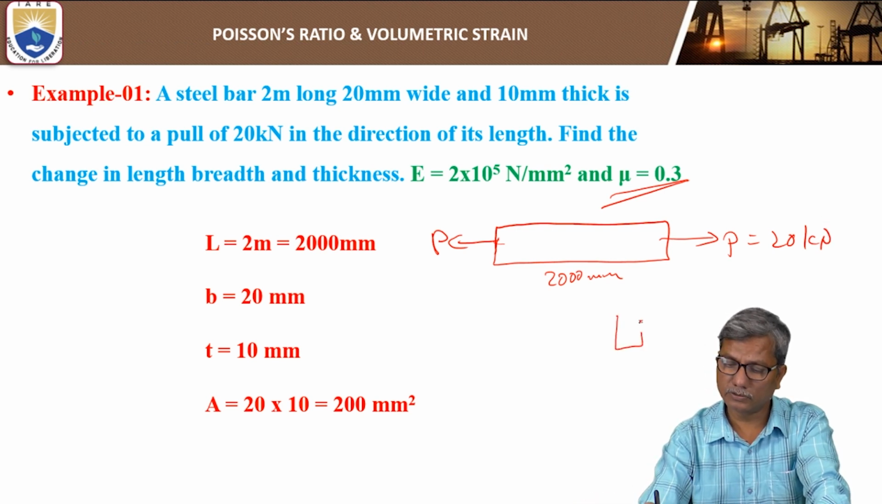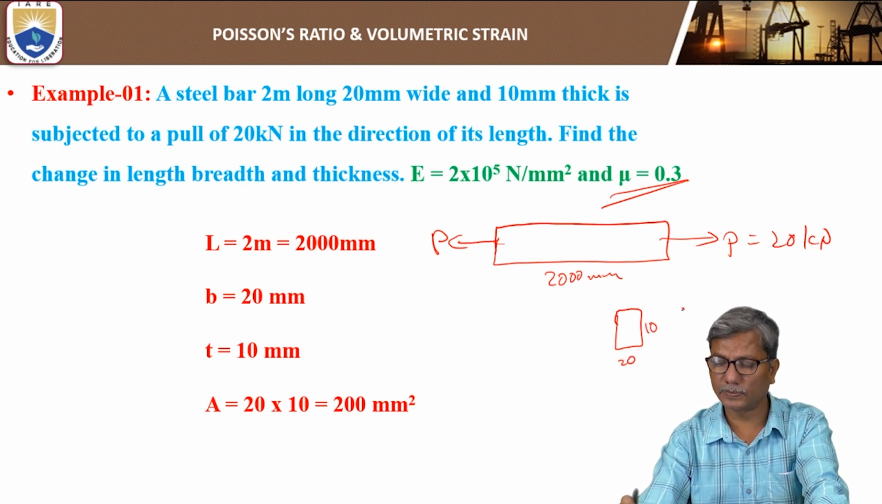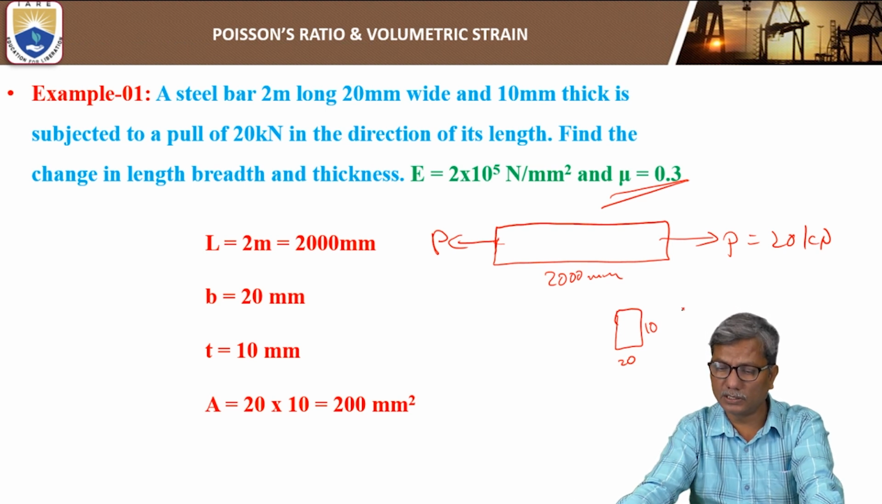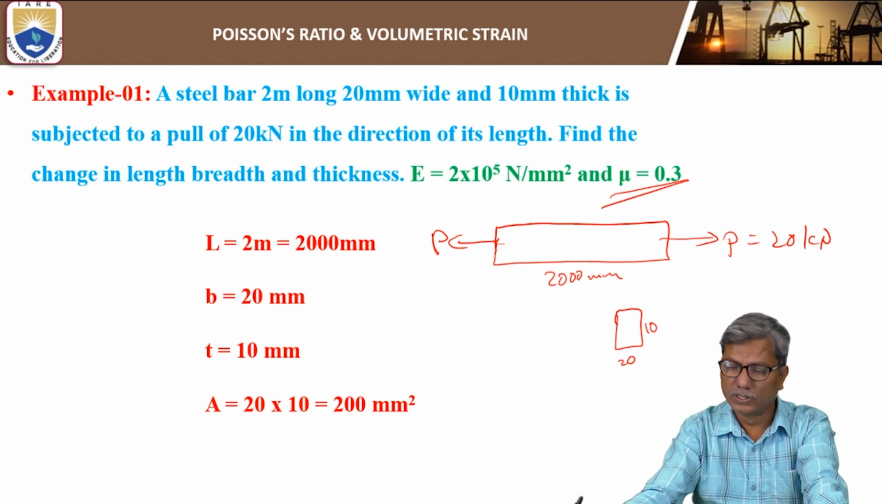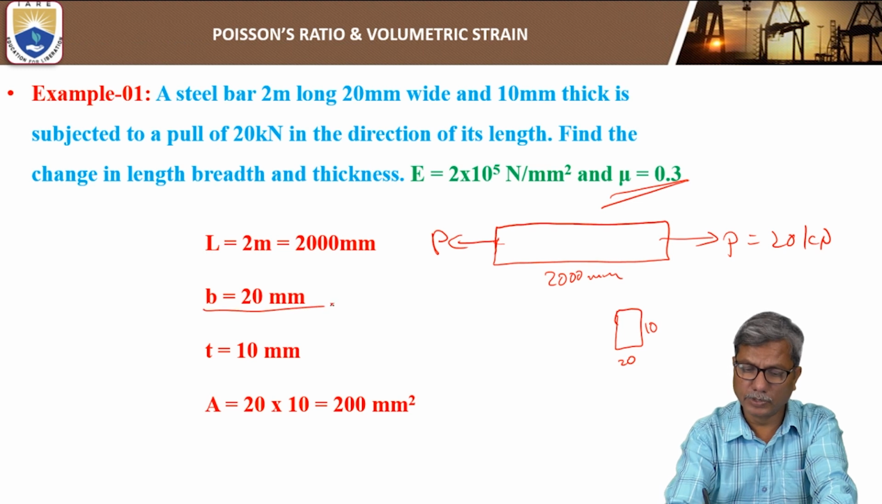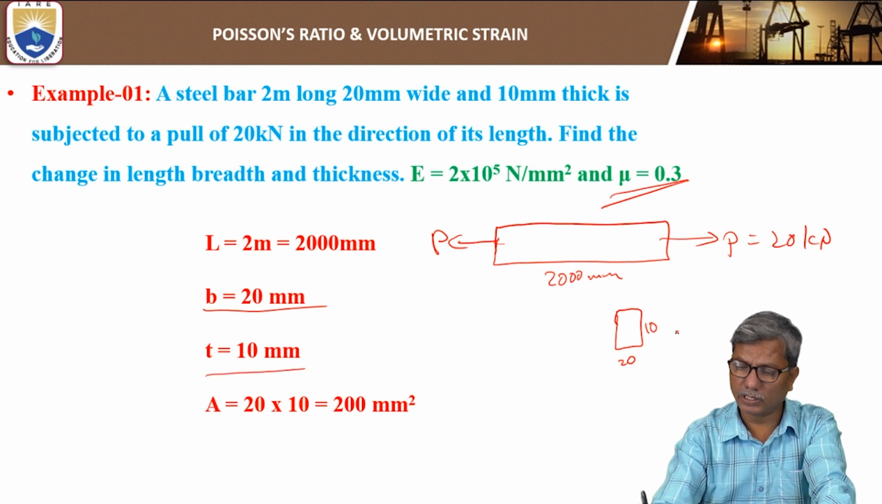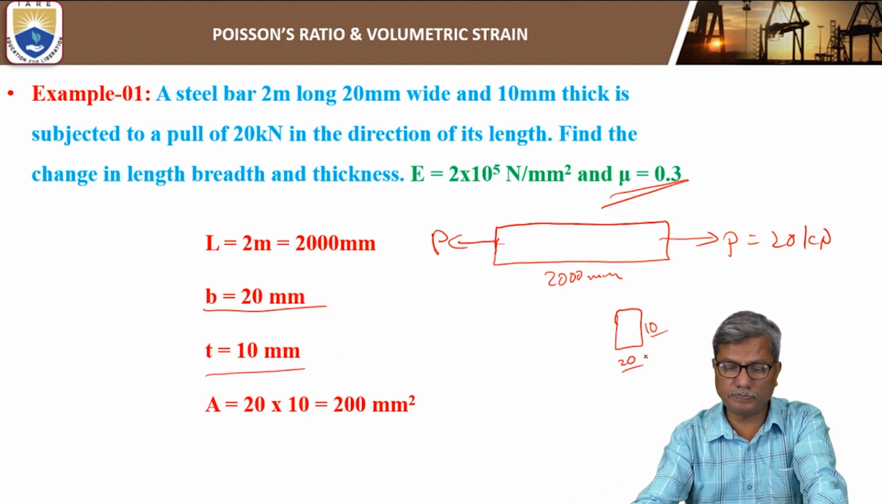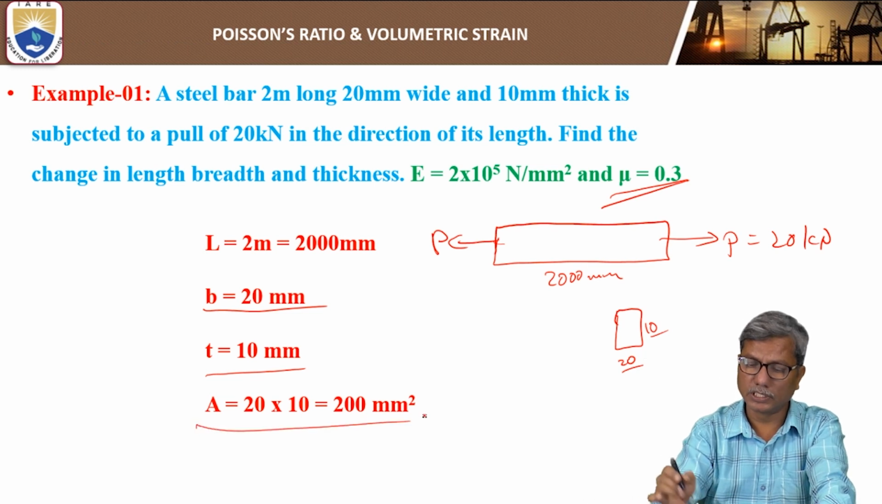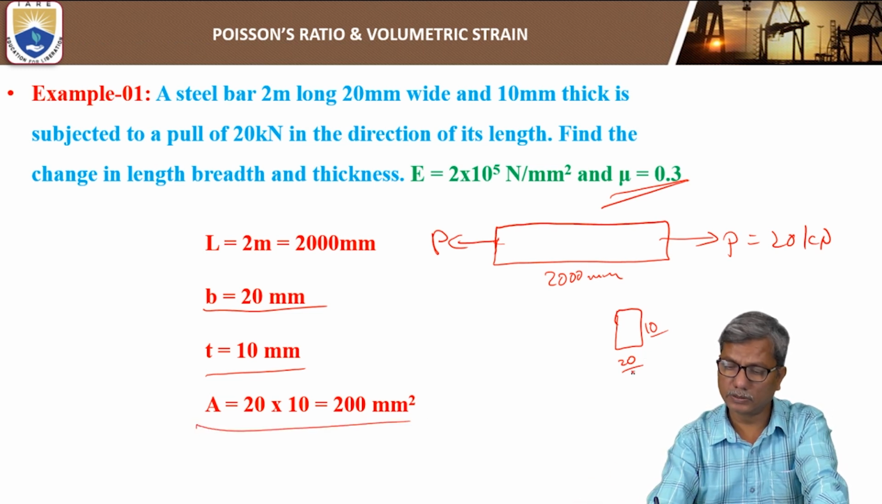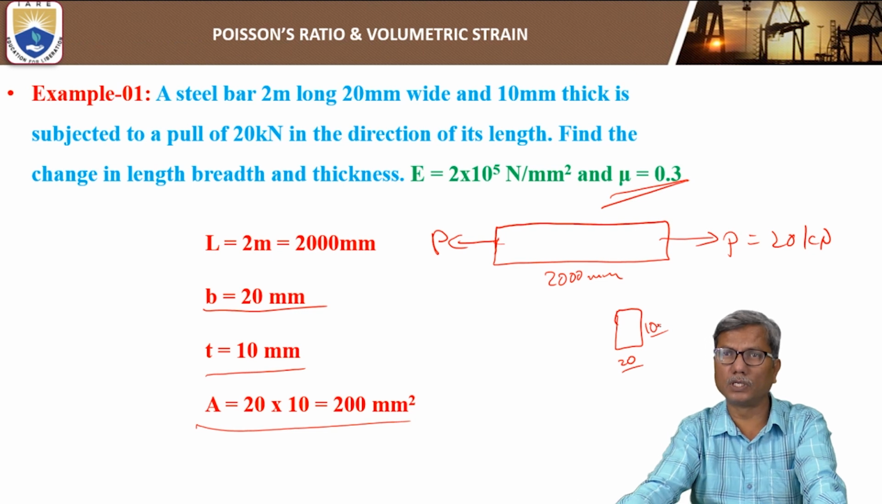and the cross section of the bar is 20 mm wide and 10 mm thick. That is B, width 20 mm, thickness 10 mm. So the cross sectional area is 20 into 10, 200 mm square, is the cross sectional area over which the force P will be acting.